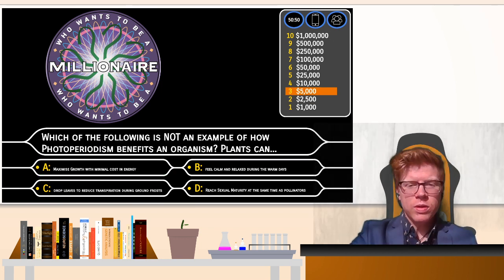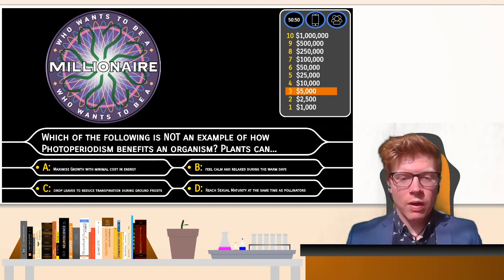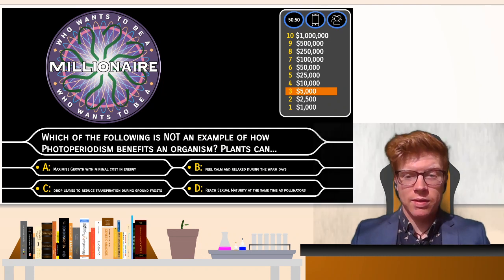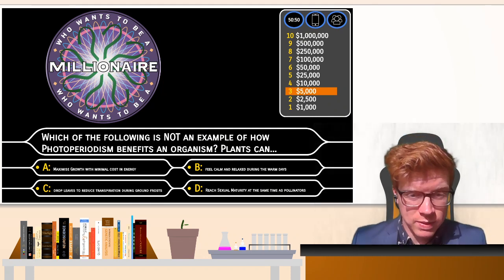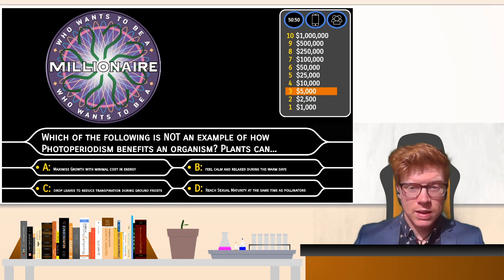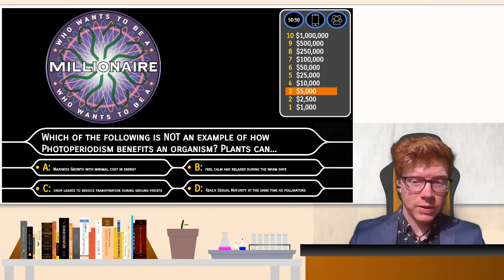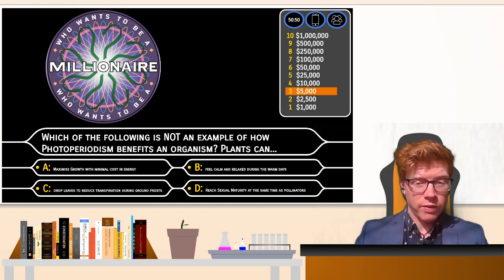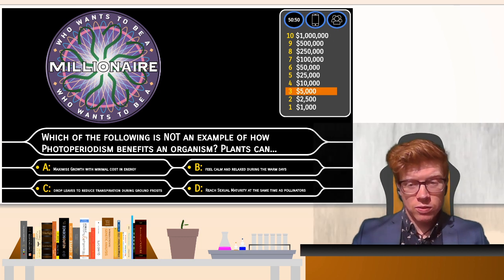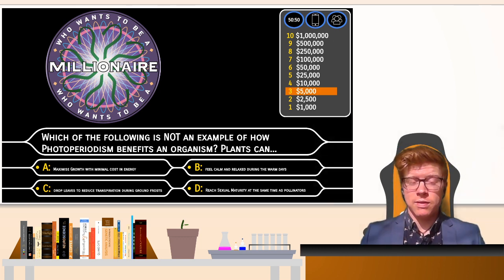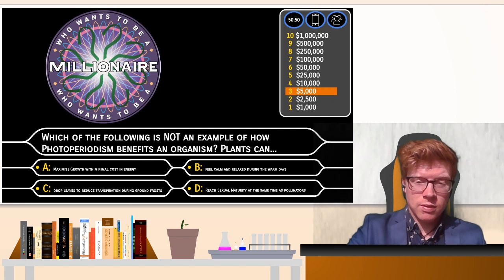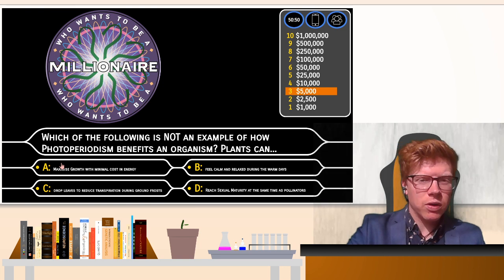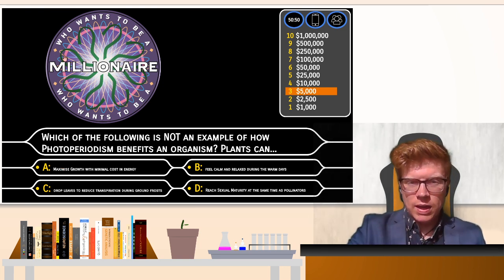Question number 3. Which of the following is not an example of how photoperiodism benefits an organism? A, plants can maximize growth with minimal cost and energy. B, plants feel calm and relaxed during warm days. C, plants drop leaves to reduce transpiration during ground frosts. Or D, plants reach sexual maturity at the same time as pollinators. Give yourself a moment. This is a long-ish question that I had to make the font really small in order to fit it all in here.